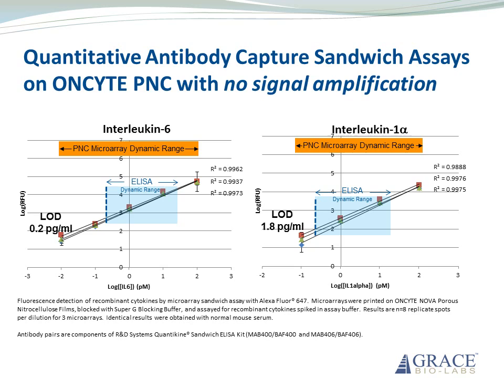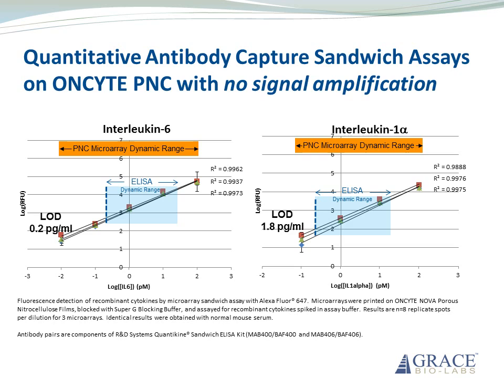With assay optimization, ONCYTE PNC is an exceptional surface for ELISA-type sandwich assays. We assessed multiplex sandwich assays on PNC for various cytokines, and here is the performance of IL-6 and IL-1 alpha. The areas highlighted in blue are the specs for these ELISA antibody pairs in standard microtiter plate assays. The dynamic range of these assays is typically no more than 2 orders of magnitude, with limits of detection from 2 to 5 picograms per mil.